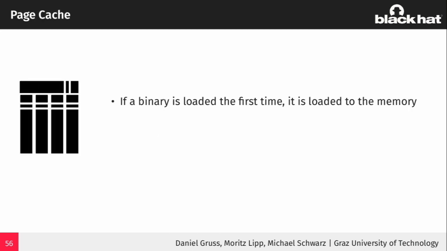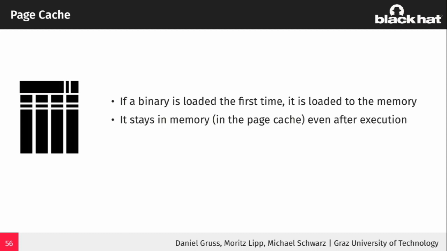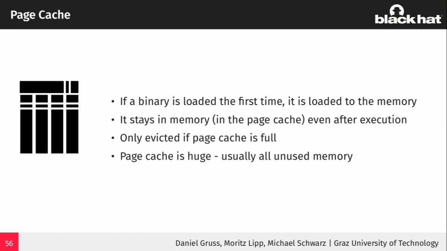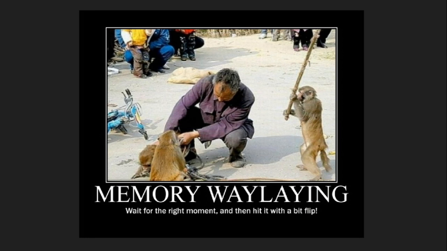So if a binary is loaded the first time into the page cache, it stays there, and if we evict it, because the page cache is full, it will be loaded to a new location. But the page cache is possibly huge, right? It's huge, yes. We can't just evict the page cache, right? Yes, so memory waylaying. Basically, we want to relocate the page and hit it at the right time when it's sitting at the right location.